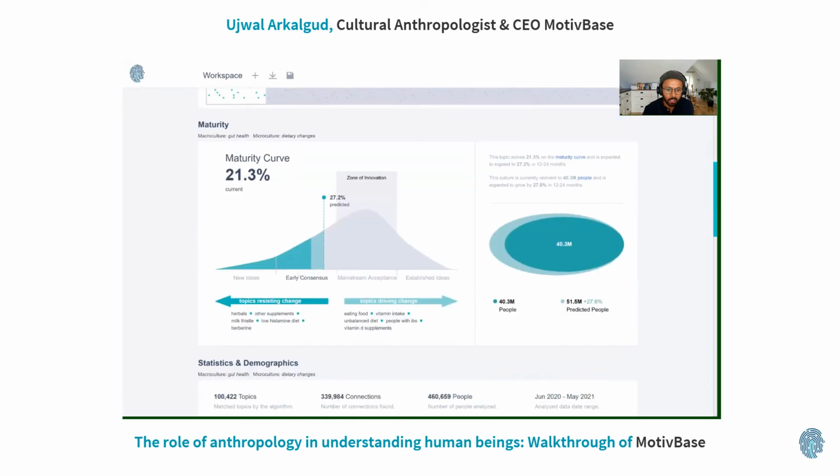So for example, here you can see that it turns out the microculture of dietary changes in the macroculture of gut health is actually more mature and larger in size than the culture of gut health by itself. So clearly, when you start to focus on dietary changes, it expands your gut health culture beyond the original boundary that gut health itself was establishing.